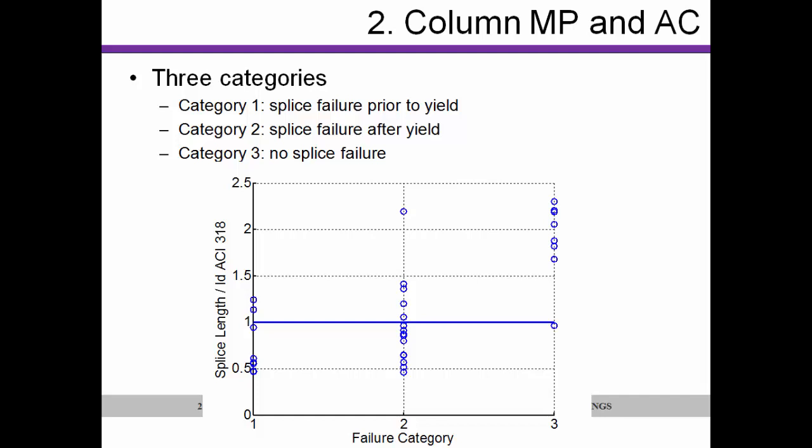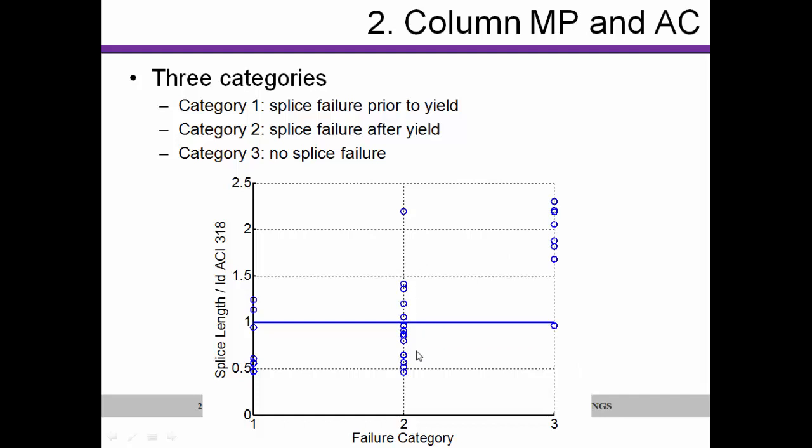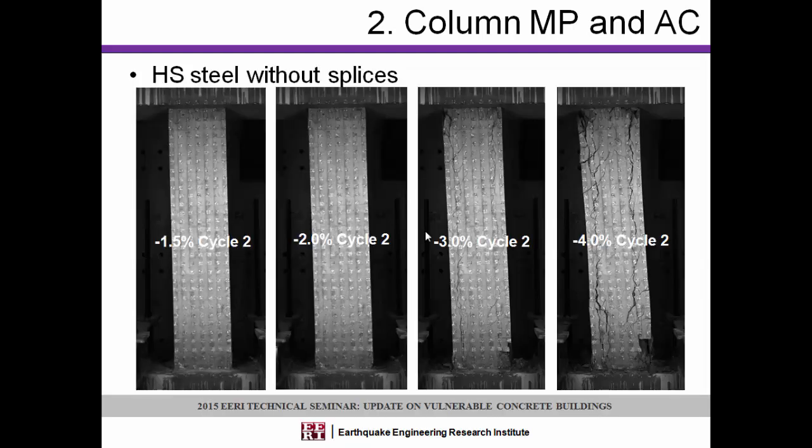For category 1, the development length of ACI 318 seems to be doing a good job determining most of the data to have a splice failure. And at the other extreme, those that did not have a splice failure, also the development length of ACI 318 is doing well. But in the middle, we found a lot of unconservative things. So for these columns that yielded in flexure and then saw a splice failure, we were kind of split in the middle, with the development length of ACI really not giving us a good sense of which columns are failing by splice or not. And so we bring in a recent experiment to explain this.